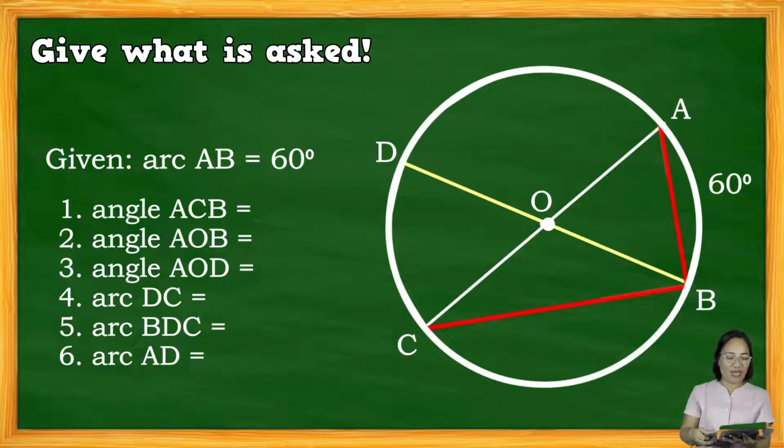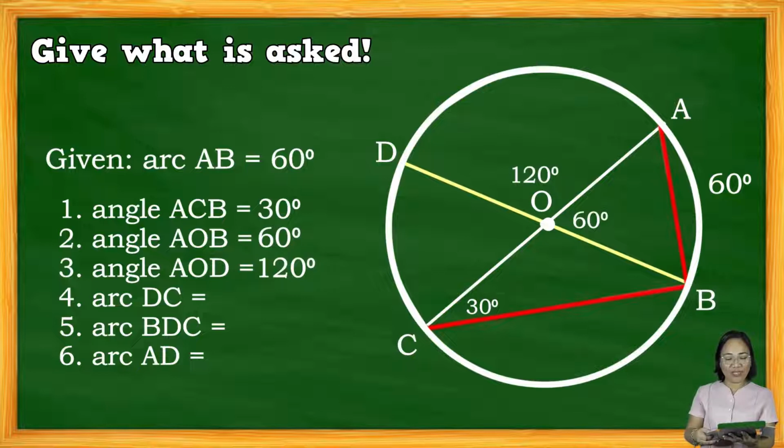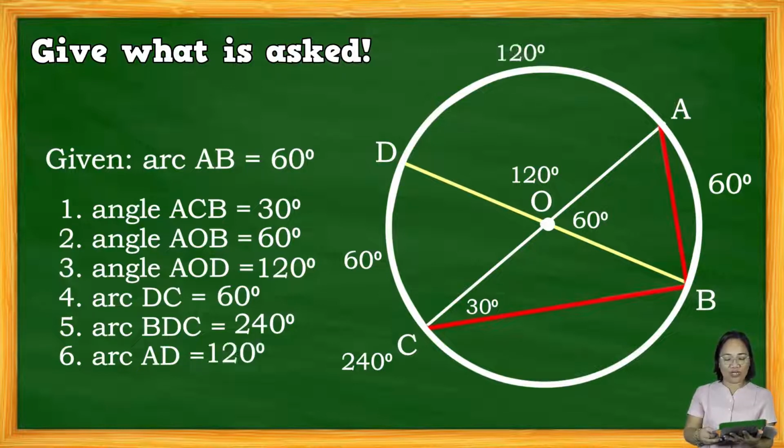Angle ACB is 30 degrees. For number 2, angle AOB is 60 degrees. Number 3, angle AOD is 120 degrees. Number 4, arc DC is 60 degrees. Number 5, arc BDC is 240 degrees. And the last for number 6, arc AD is 120 degrees.